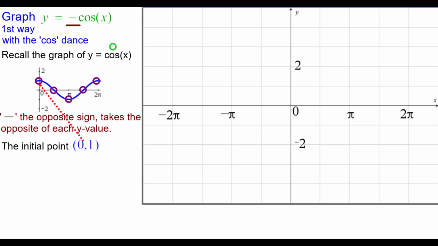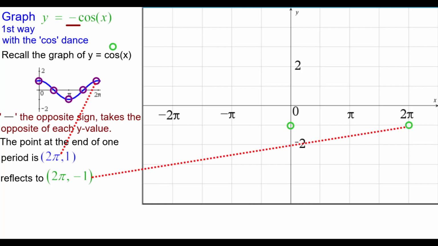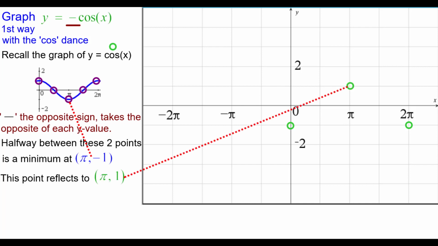So the initial point, a maximum at 0, 1, reflects to the point 0, negative 1. So we'll go ahead and plot that one. The point at the end of one period is another maximum at 2 pi, 1. This will reflect to 2 pi, negative 1, and we'll plot it. Halfway between these two maximum points is a minimum at pi, negative 1. We're going to reflect that to pi, positive 1.